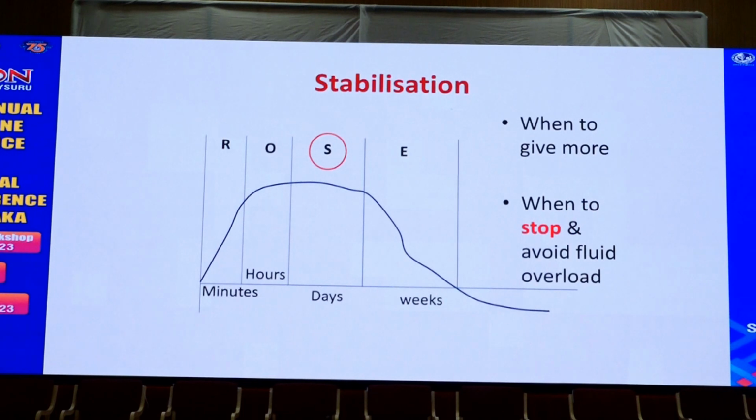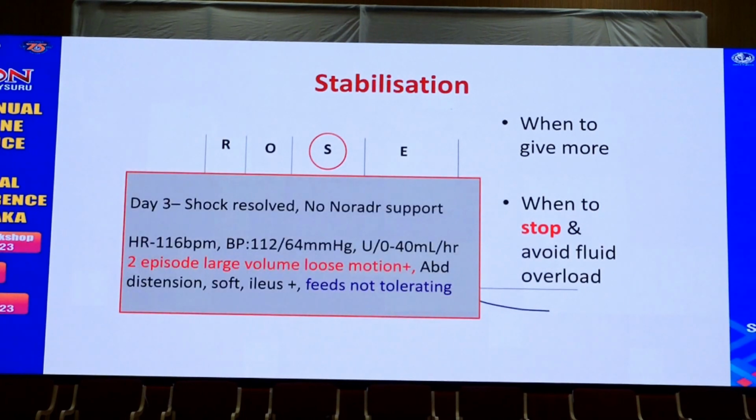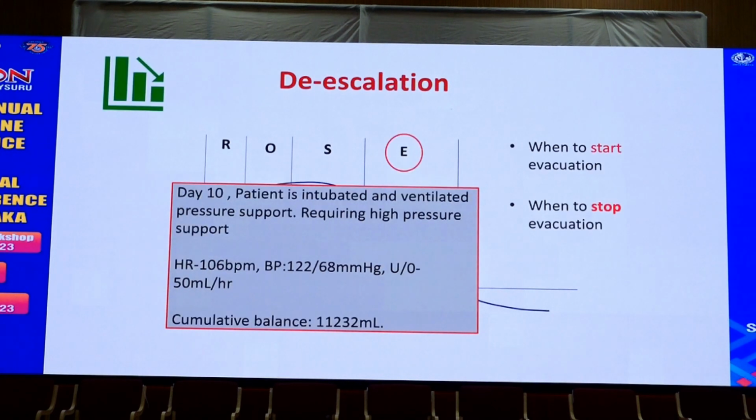Next, we'll move to the next phase. Here, the major thing is, rather than giving more fluids, my question is, can we stop giving fluids? That's the thing I will ask. Here, my patient is hemodynamically stable, with no NORAD support, well and good. But actually still having a lot of large volume motions, fluid loss is happening. That means I need to give some kind of fluids, but not in a very large quantity. But in the back of my mind, I know some fluids have to be given, and how to give it.